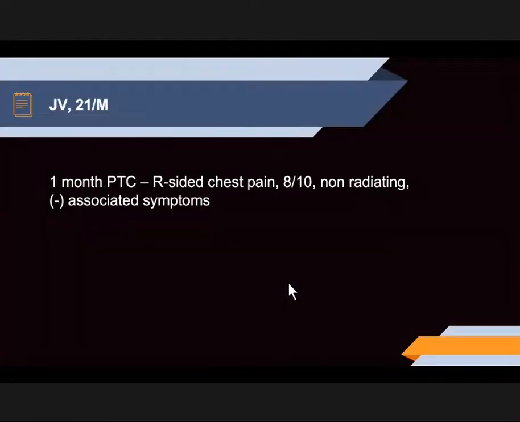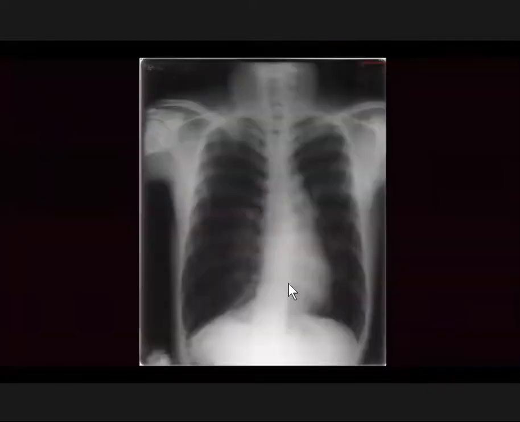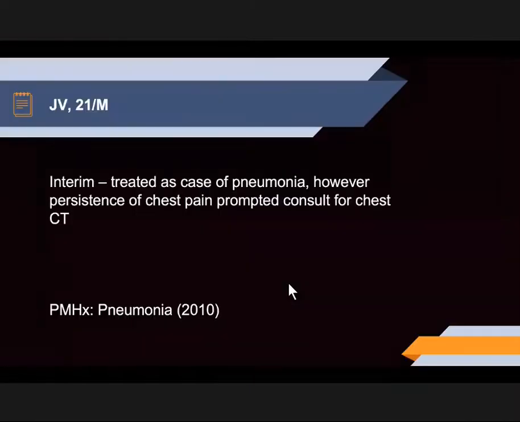So again, this is a case with 1 month history of intermittent right-sided chest pain with a pain scale of 8 over 10, non-radiating, with no associated difficulty of breathing, no cough, no fever noted. An X-ray was done in another institution with a reading of suspicious right apical lung opacities. In addition to that, the lungs appear hyperaerated. So this patient was treated as a case of pneumonia and completed an unrecalled antibiotic regimen. However, persistence of the right-sided chest pain prompted consult for chest CT in our institution. Pertinent to this patient's case is a past medical history of pneumonia last 2010.